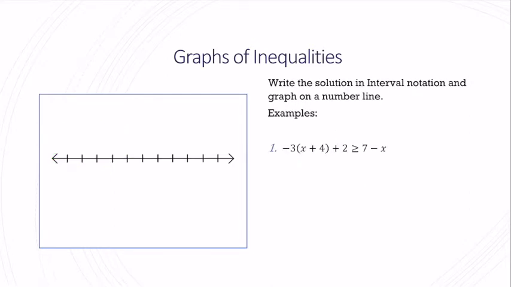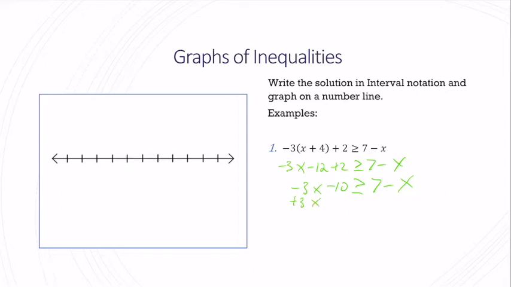Let's do one more, a little bit more complicated example where I need to distribute. So I've got -3 times x plus 4, plus 2, is greater than or equal to 7 minus x. So I'm going to distribute that -3. Then I need to combine like terms. I've got -12 plus 2, so I have -3x minus 10. It's greater than or equal to 7 minus x.